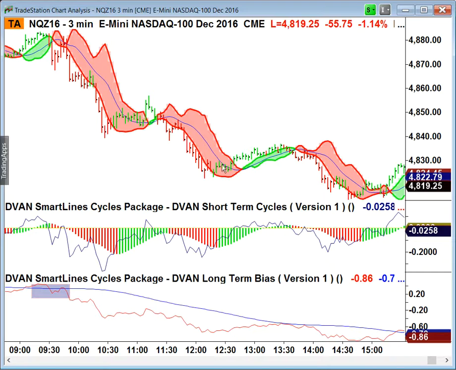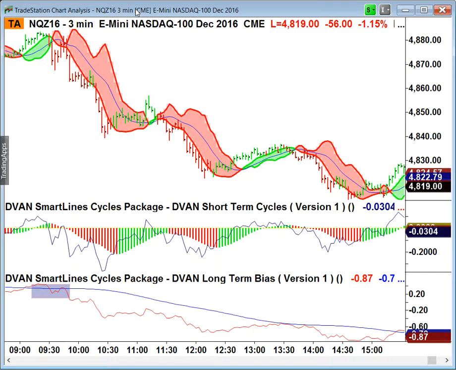The smart lines, which are the buying and selling cycles you see overlaid on prices that create the green shading for buying cycles, red shading for selling cycles. The short-term cycle indicator, which is the green and red histogram that shows the shorter term trend within the overall longer term trend, and a leading line that shows the leading force within the shorter term trend, and the long-term bias indicator, which shows the longer term bullish or bearish bias in the security.